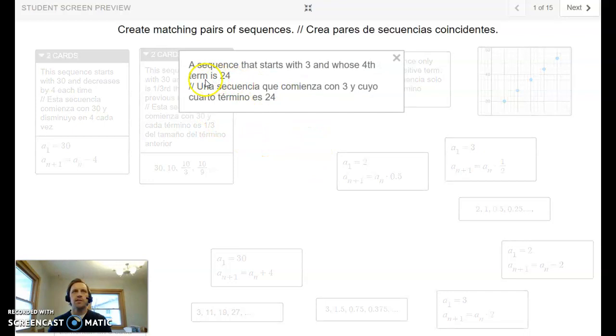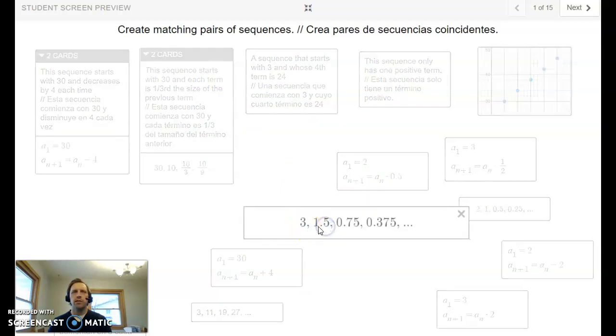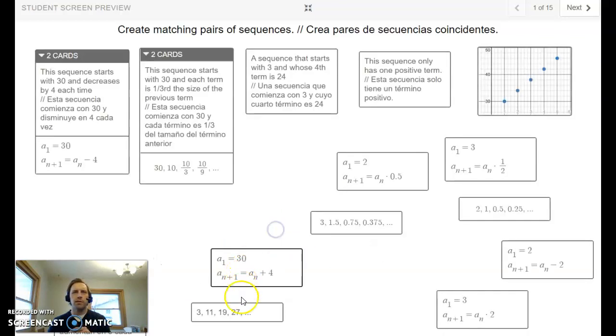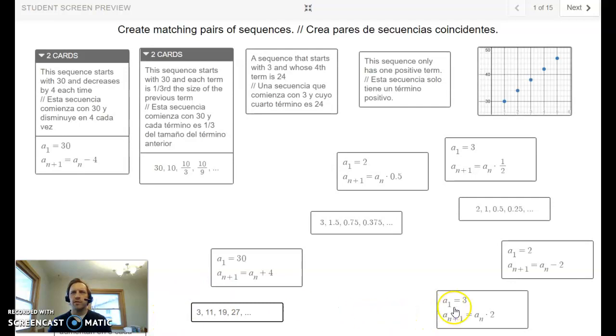Let's see, a sequence that starts with 3 and whose fourth term is 24. So 3 and fourth term is 24. So here's 3. Oh, but there's no way the fourth term is going to be 24 because that's going down. Here's no, that's 30. Here's 3. The fourth term, though, is already 27, so that's not it.